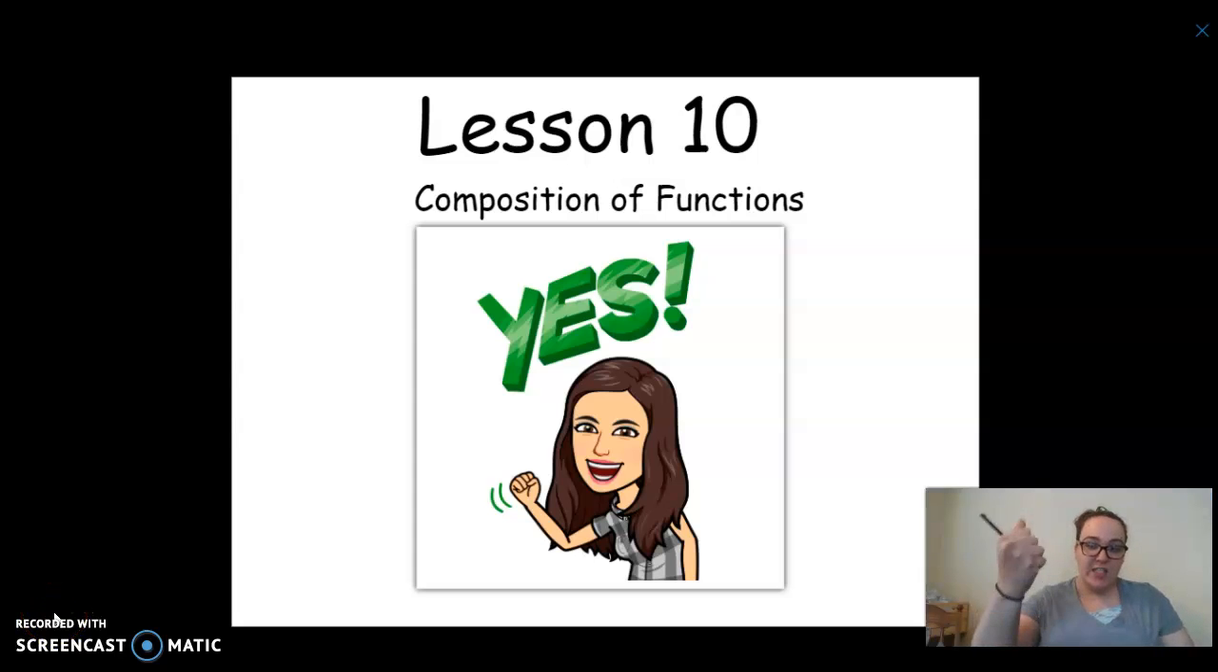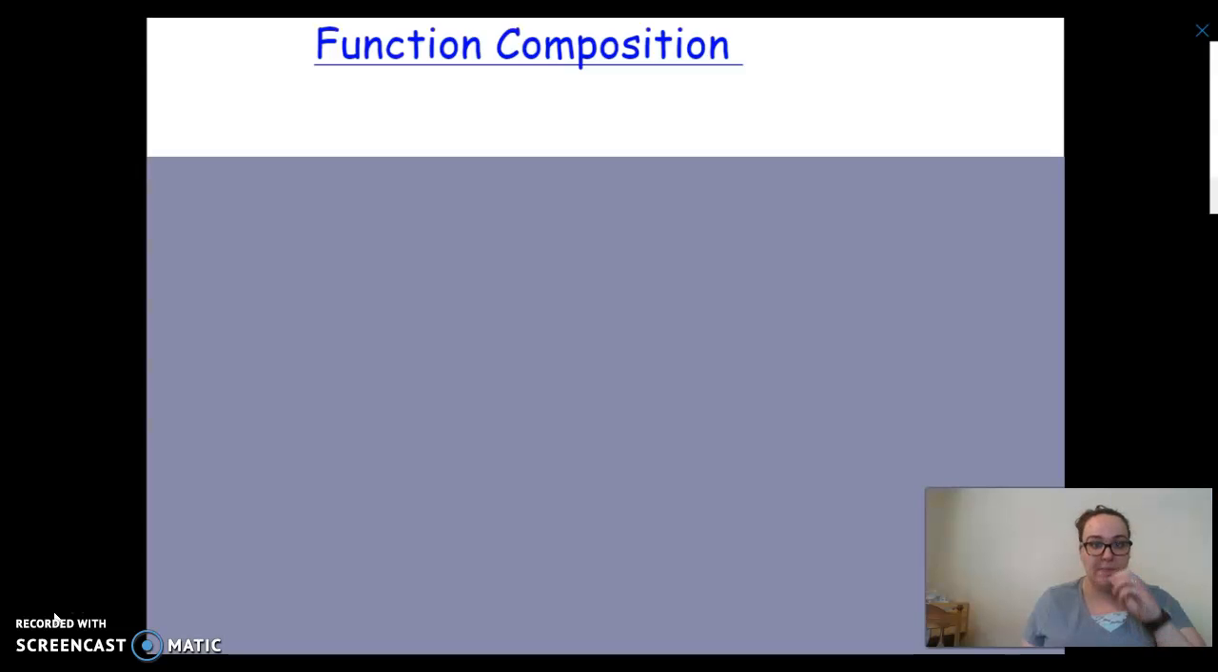So this says, yes, it's the last online lesson you have to watch. Okay, so this is lesson 10 today, composition of functions. The nice part about composition of functions is it has a lot to do with the evaluating of functions that we did on our last one. So, function composition.